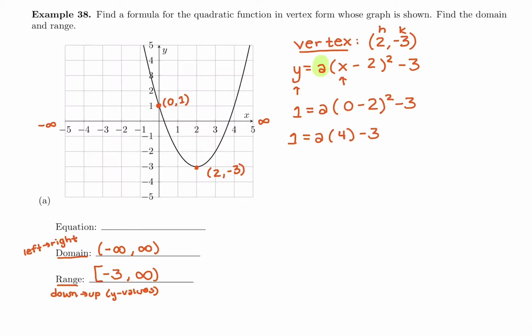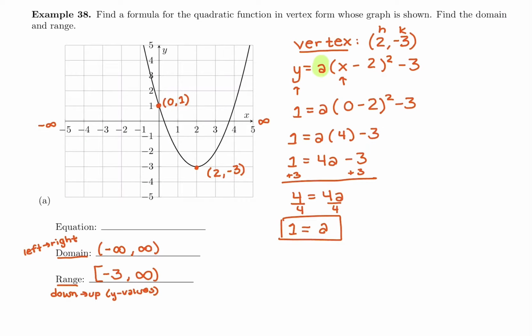So I want to get a on one side by itself. Right now we have 4a minus 3. I want to get the a by itself, so I'm going to add 3 to both sides. So I get 4 equals 4a. I'm a little bit closer to having a by itself, but it's still multiplied by 4. So I'm going to divide both sides by 4. And the value for a is 1 then.